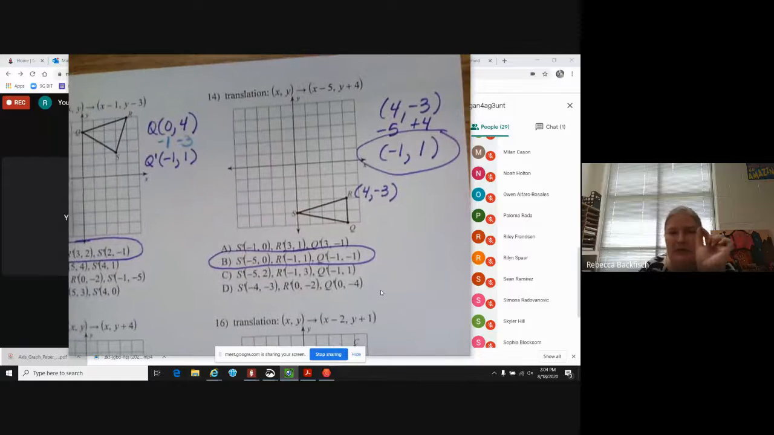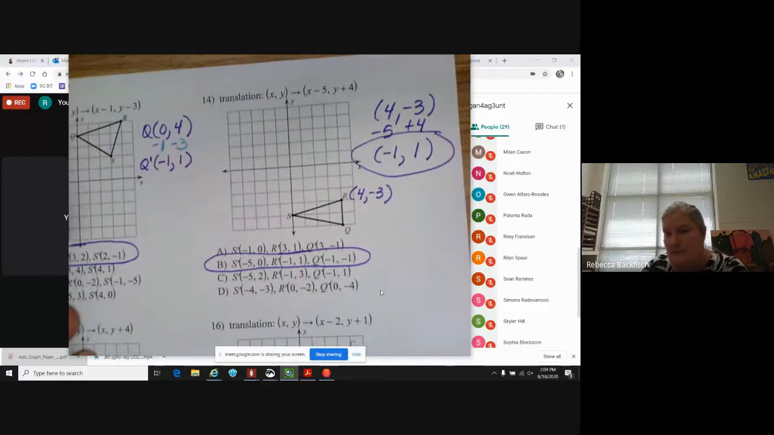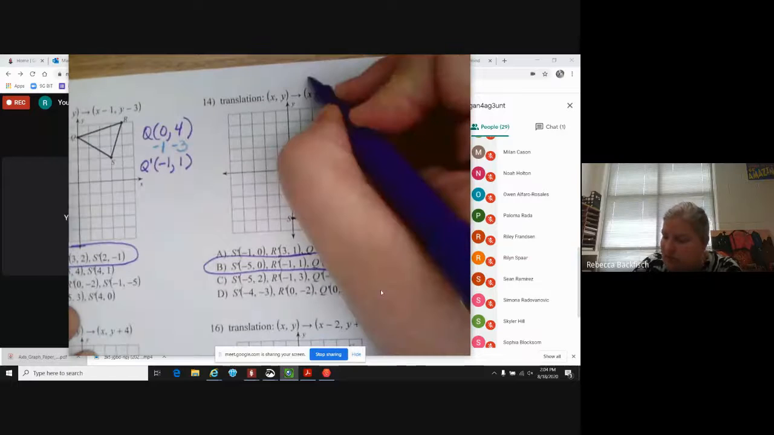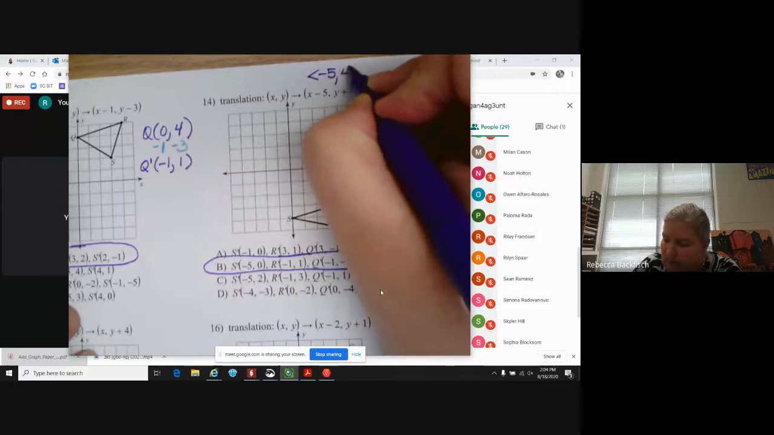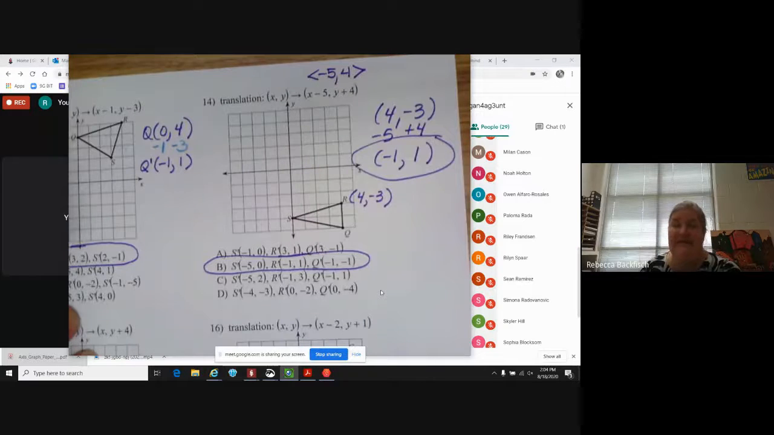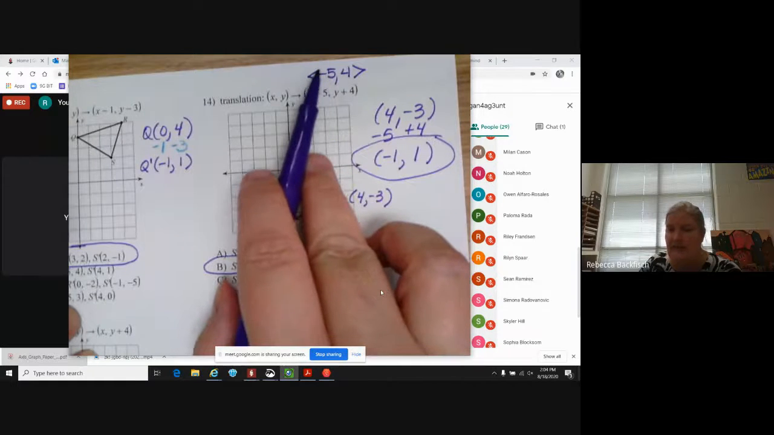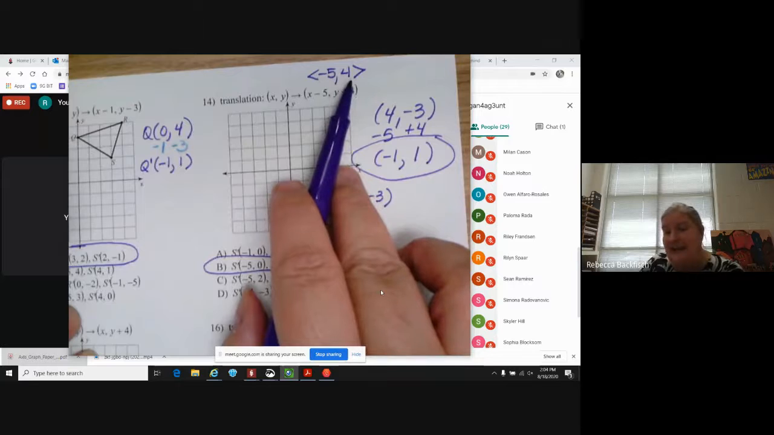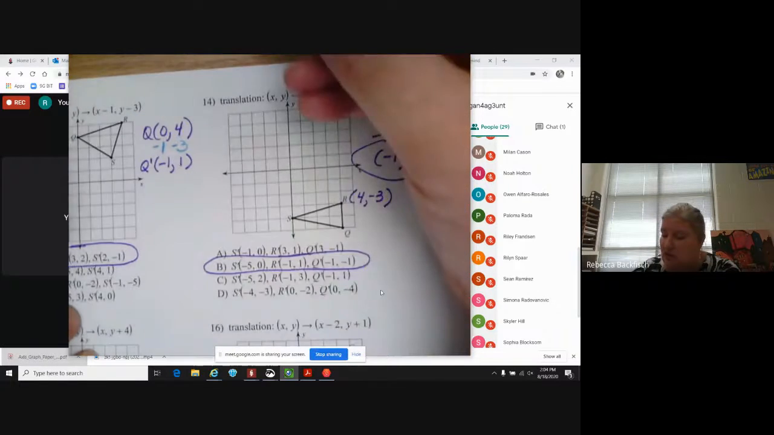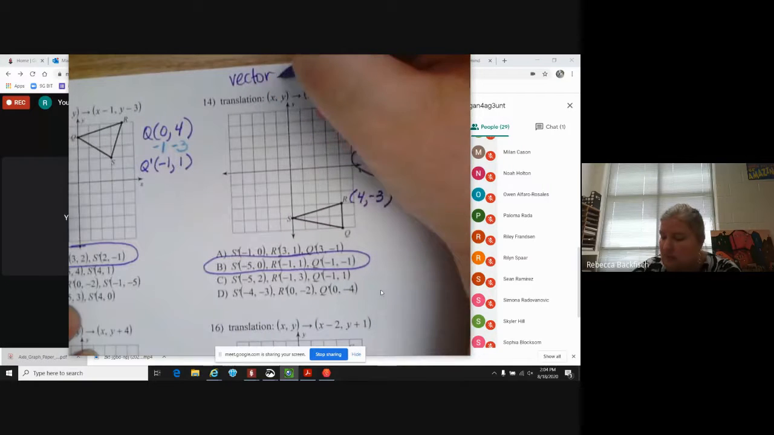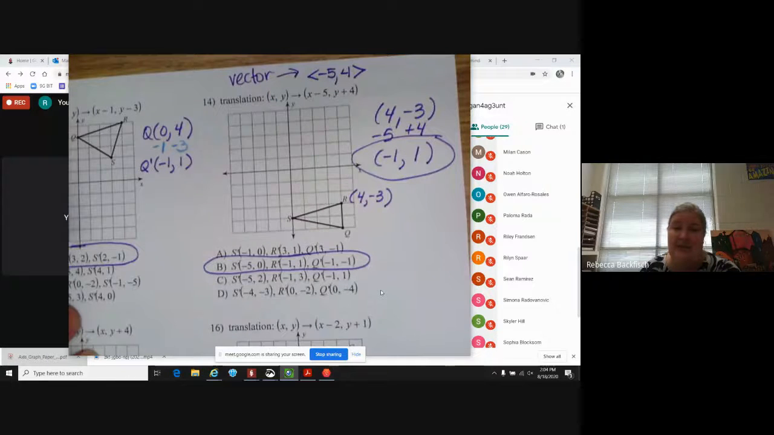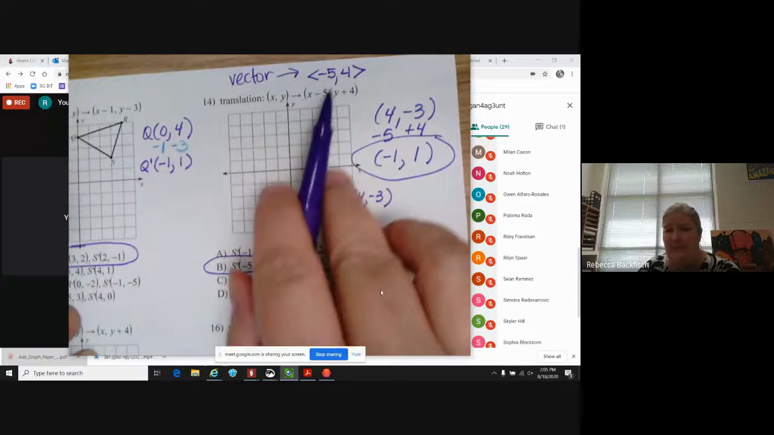Now, there is one other little thing to know about translations: sometimes you'll see them written just a bit differently. Instead of parentheses, and they're not brackets either, they look kind of like greater than and less than symbols. Sometimes the same information could be given to you like this. It means exactly the same thing. This tells you what to do to your x and your y. This says subtract 5 from the x, and if it's positive, that means add. That's called vector notation. So that would be another way of writing the exact same thing, asking you to subtract 5 from your x and add 4 to your y.